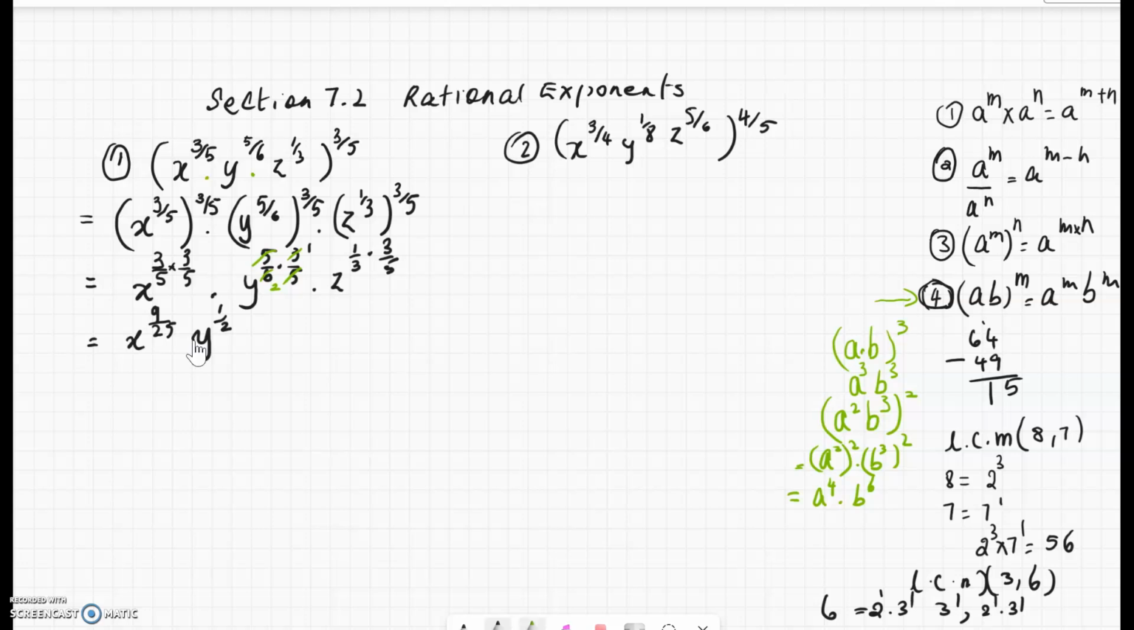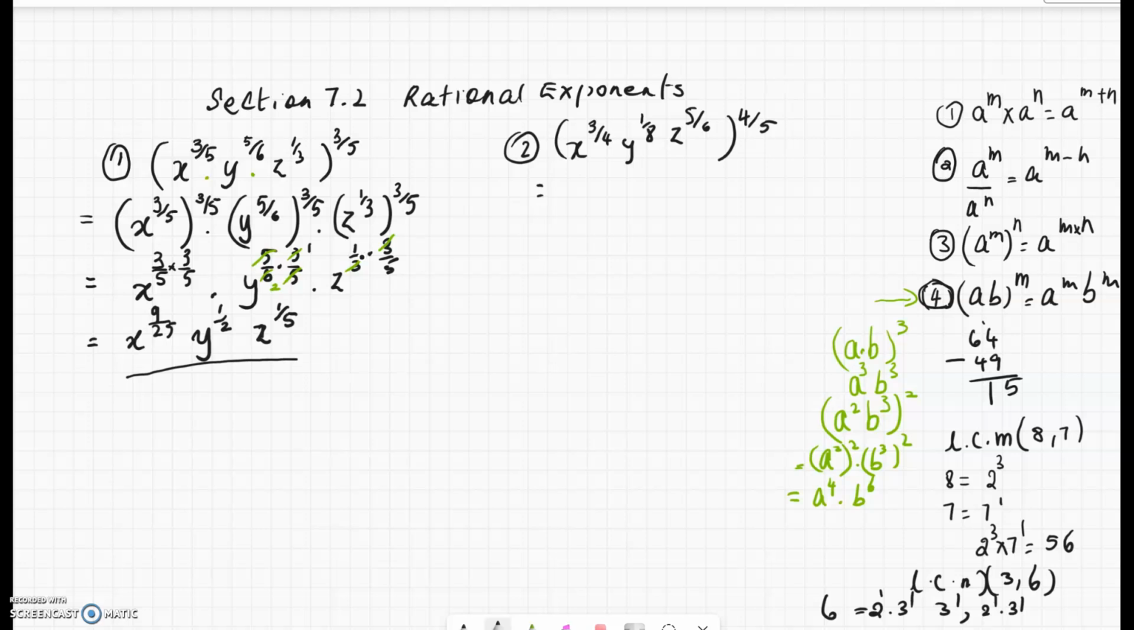And again, see if something cancels. The 3 and the 3 cancels. So we are left with z to the 1/5. And that's your final answer. Make sure you cancel all the common factors when you multiply the fractions.